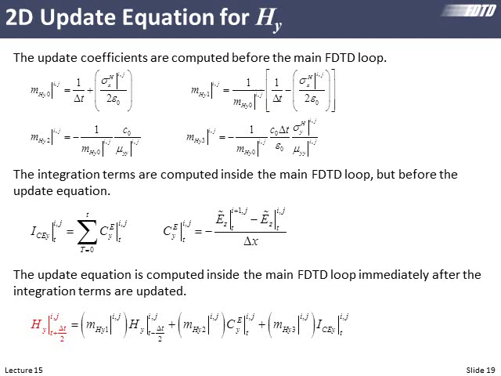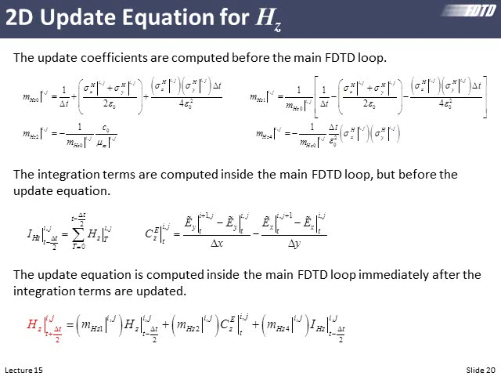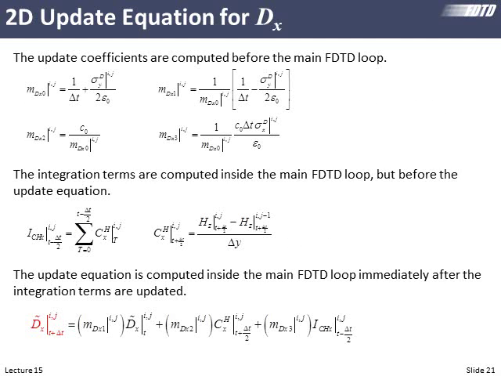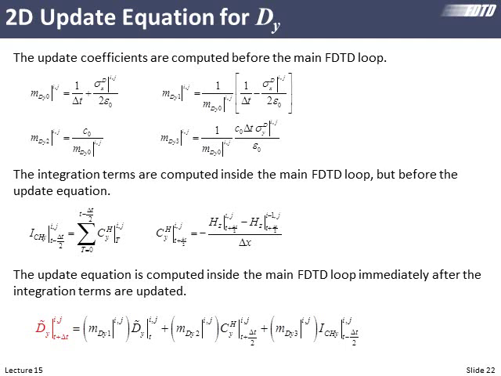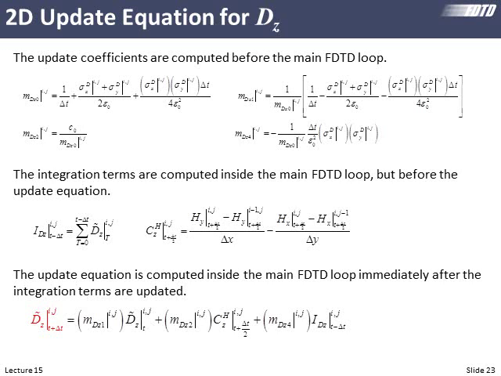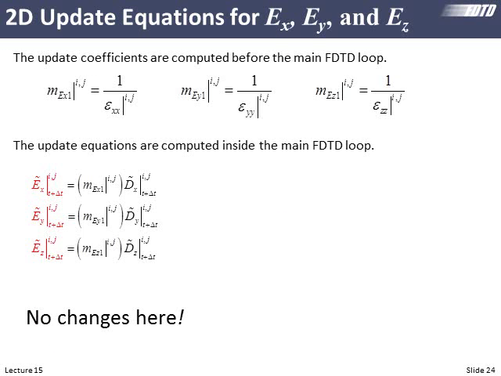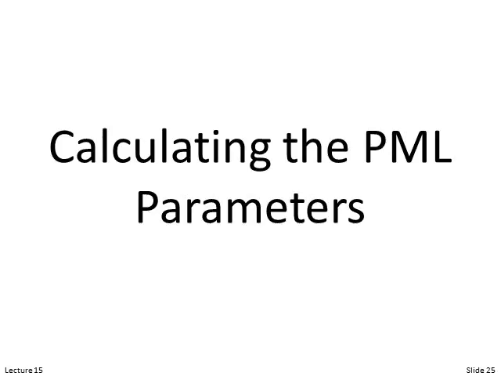Similarly, here's the update equations for h sub y for 2 dimensions. The same for h sub z. The same for d sub x, d sub y, d sub z, and the electric field components, the E fields. There's actually no changes there. Okay, so now we have our revised update equations. Now we have to think more about the PML parameters.